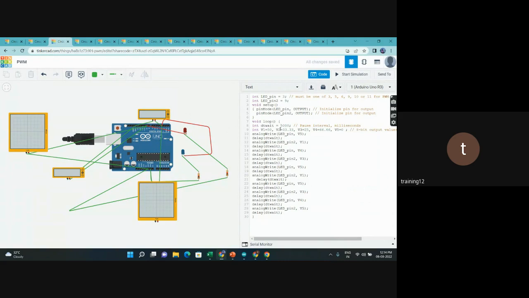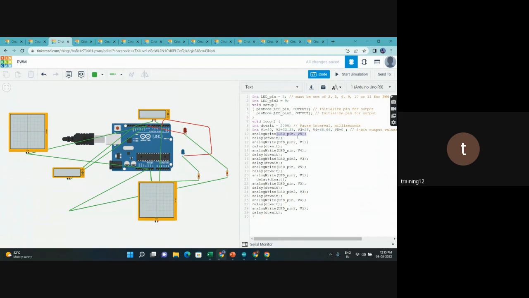In the void loop portion, there is the pulse interval, meaning the interval between the two pulses. Basically, it is used for the duty cycle. So this is the duty cycle: 50% duty cycle; 33.33% means 1 by 3 into 100%; then 1 by 4 into 100% is 25%; then 66.66%, and so on.